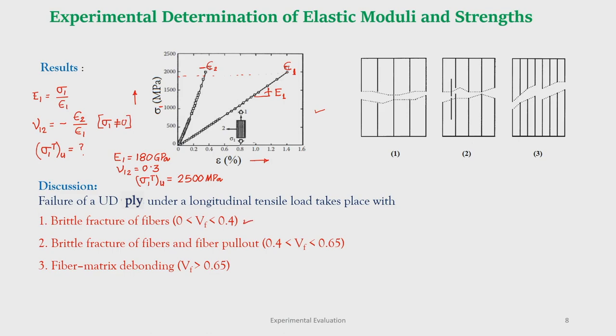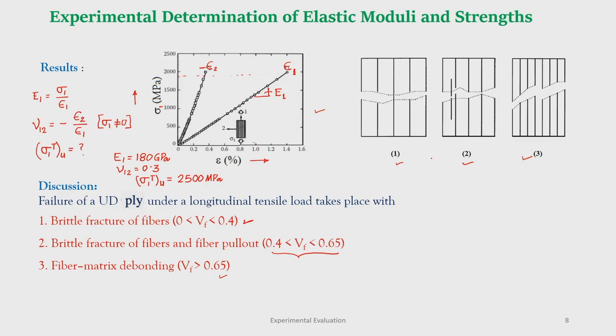Now, observing the failure in a large number of tests, the failure could be the brittle fracture of the fiber. It is observed that when the volume fraction is less than say 40%, the failure is mostly because of brittle fracture of the fiber. In the intermediate volume fraction between 40% to 65%, brittle fracture of fiber and associated fiber pullout is also observed as shown here. And at a high volume fraction, there is fiber-matrix debonding. This is the observation from the tensile failure of the lamina.